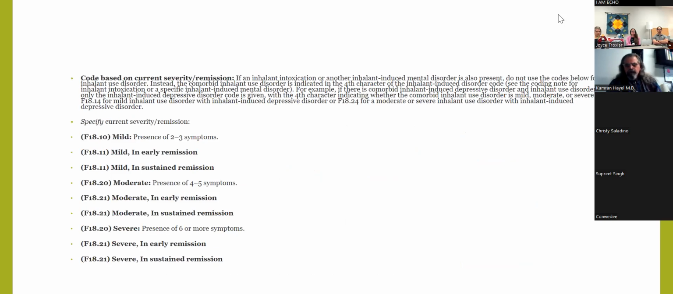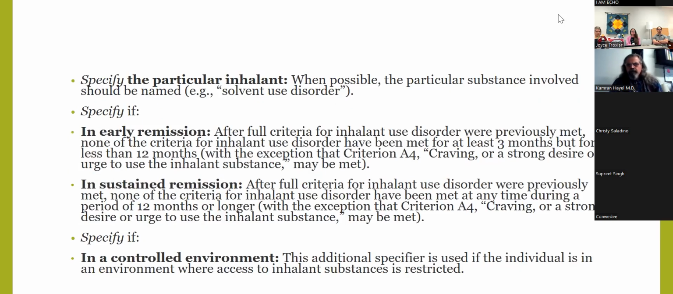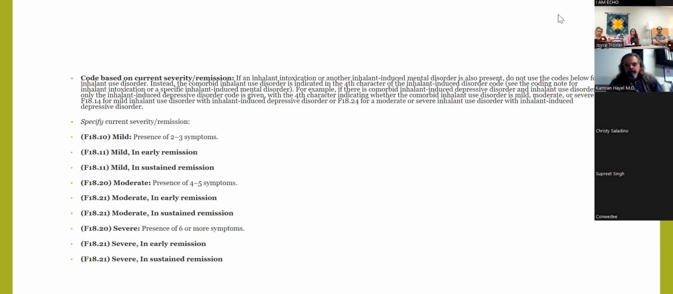Also, if any particular solvent or substance was uniquely used and there is no mixture of several, you can always use the name of that particular substance. For example, if toluene is the one they are using, it can be used when you name it. It does have the same severity categories that you see on any other substances. If there are 2 or 3 symptoms, it's mild, 4 to 5 symptoms would be moderate, and 6 or more would be severe.